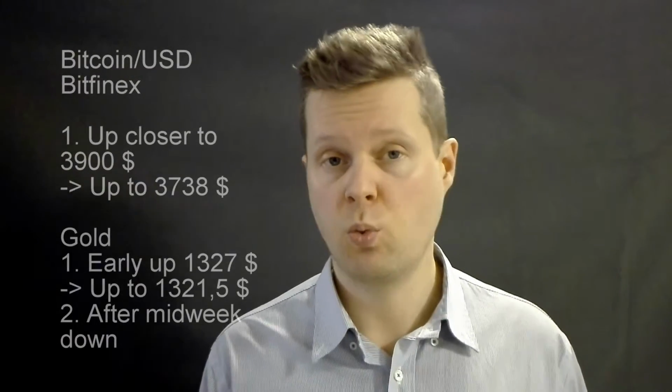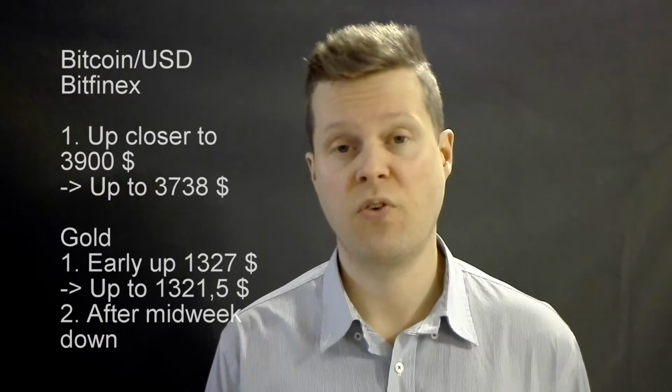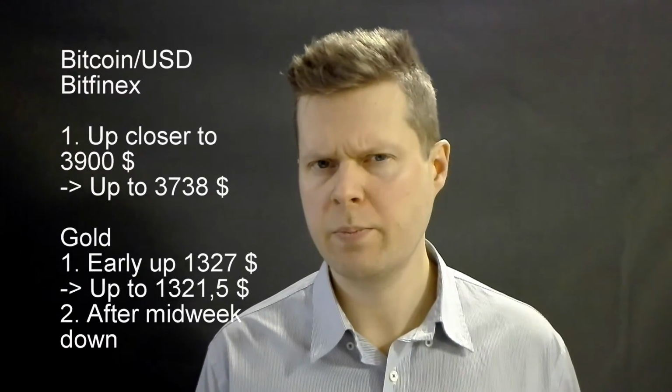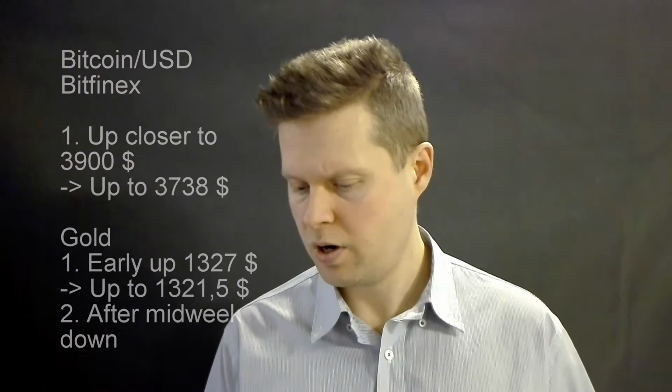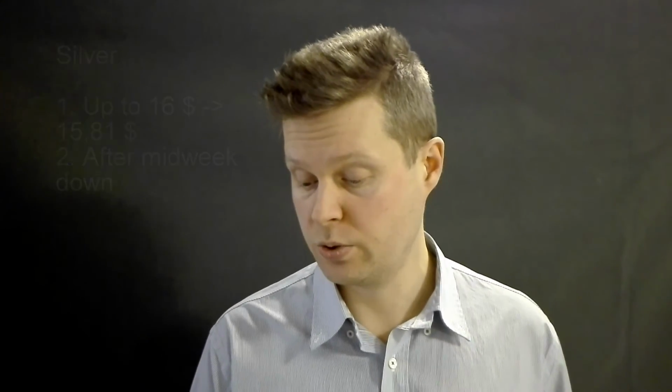Gold: I predicted we would go up early. I predicted that we would go to $1,325, but we got only to $1,321.5. And after midweek, I predicted we would go down. That was correct. Silver: I predicted that we would go up early in the week to 16, but we got to $15.81. And after midweek, we would go down. That was correct.